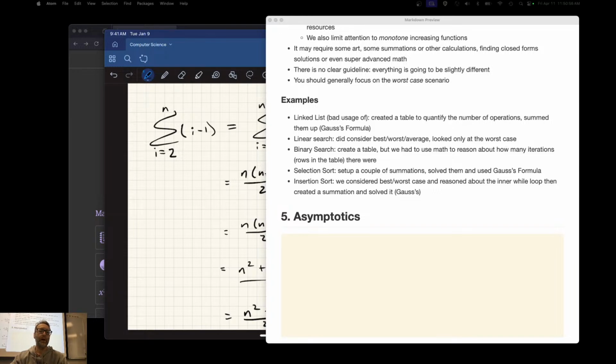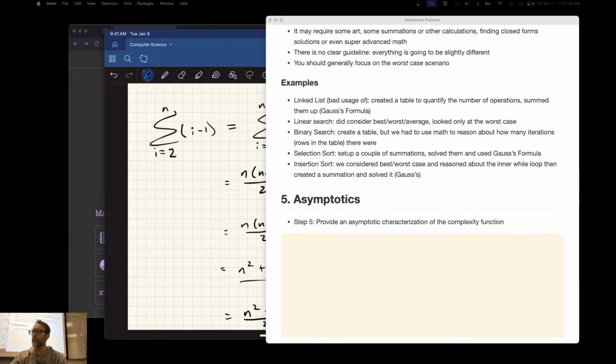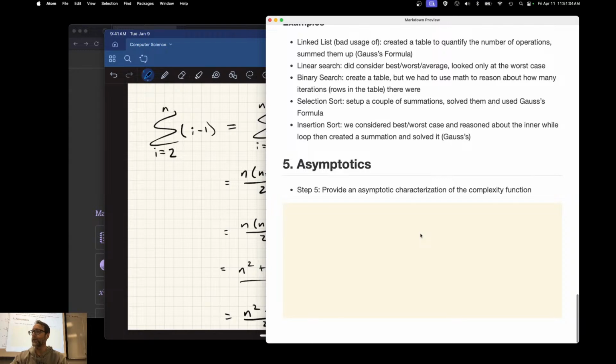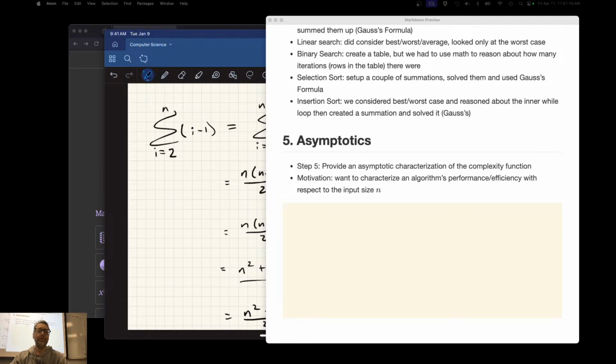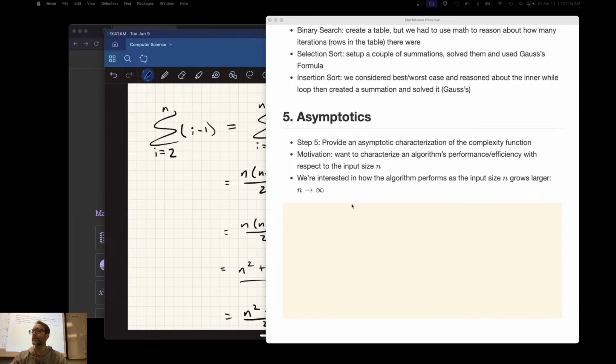This is big O analysis. Step 5 is, once you've got that function from step 4, you provide an asymptotic characterization of its complexity. The motivation is that we want to characterize an algorithm's performance with respect to the input size n. And we're interested in how it grows as n tends towards infinity, because we're not concerned about small input sizes, 5, 10, 20, who cares? Everything is going to be immediate.